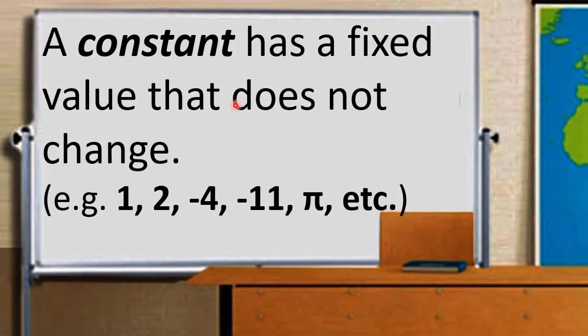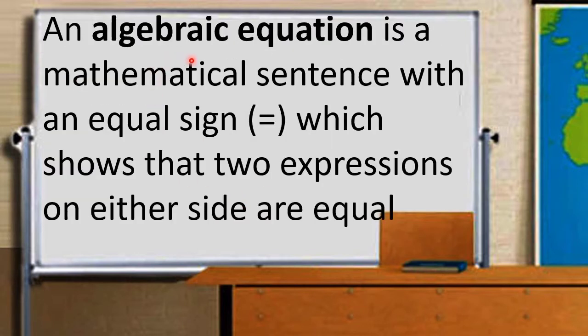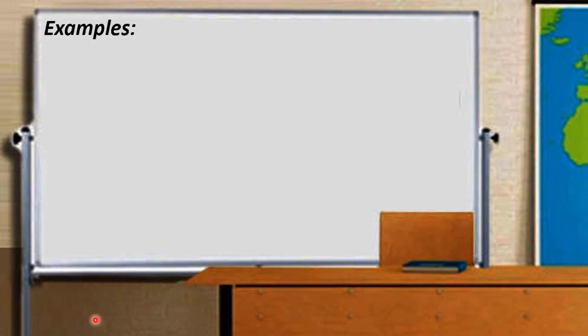The next one is constant. A constant has a fixed value that does not change. Example, 1, 2, -4, -11, pi, etc. The next one is numerical equation. It is an equation with numbers and related variables. An algebraic equation is a mathematical sentence with an equal sign, which shows that two expressions on either side are equal. For our objective number 1, let us discuss rules for sequences.